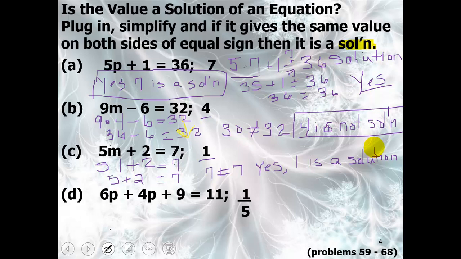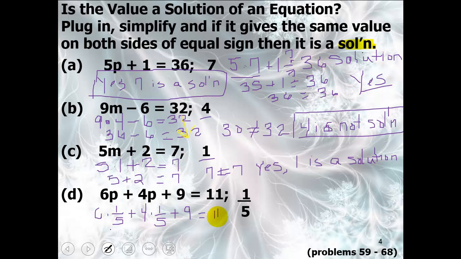Now, maybe you tried D on your own, but we're plugging in 1/5. Don't be alarmed. It's okay. We can do this. We know how to handle fractions, all right? I have 6 times 1/5 plus 4 times 1/5 plus 9 equals 11.